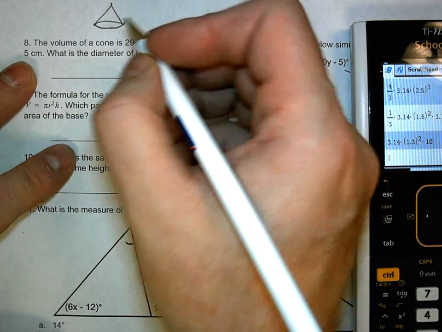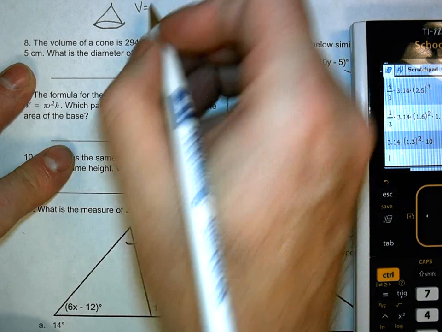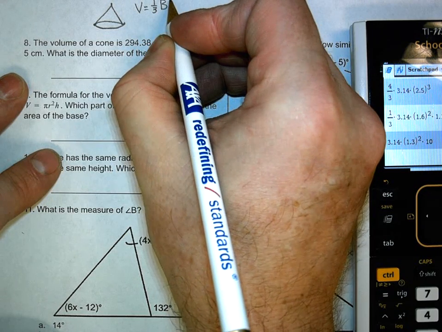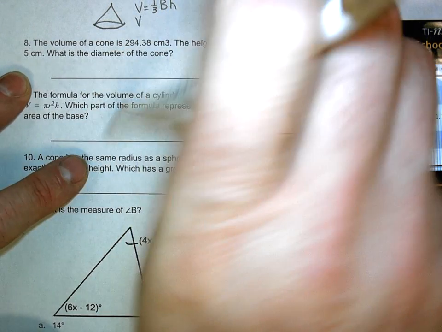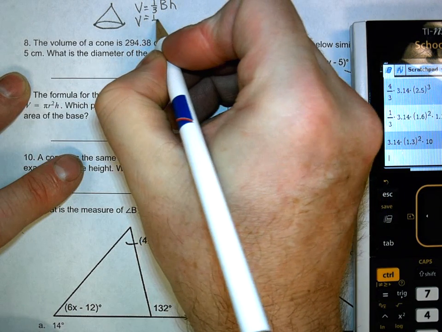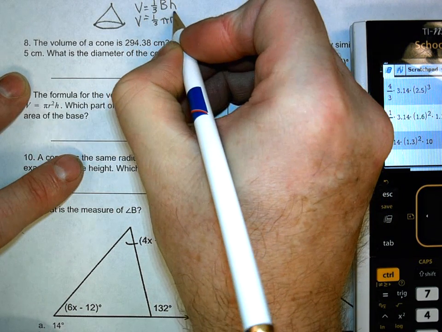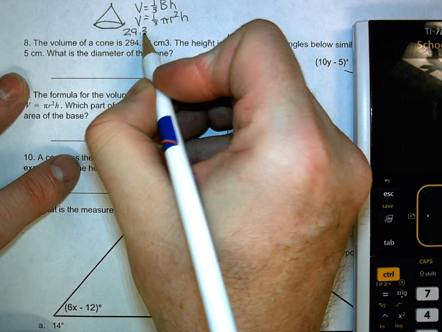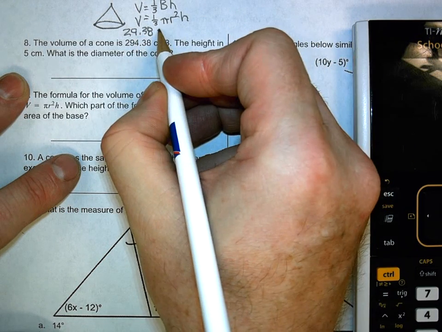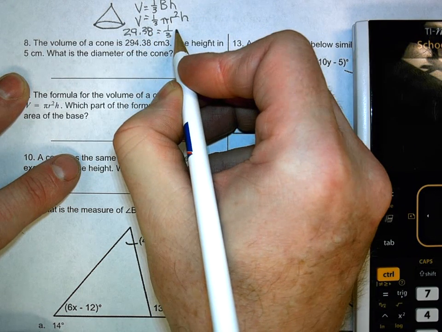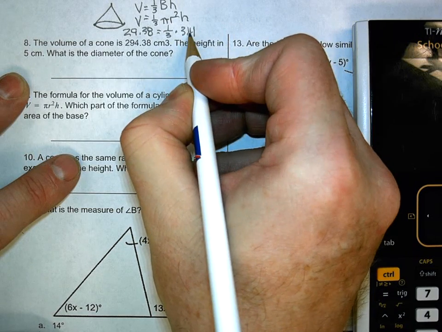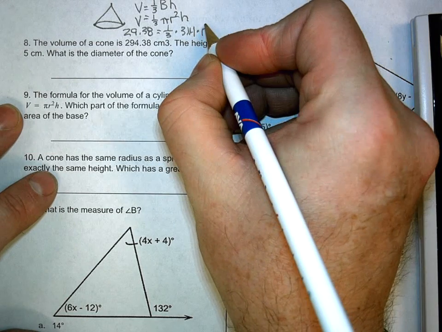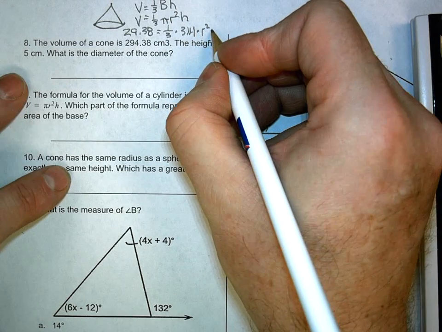What's the diameter? So we know the volume equals 1/3 times the area of the base, big B, times height. So volume equals 1/3 times pi r squared times height. Let's fill in the parts we know. We know the volume is 29.38 cubic centimeters, and so that volume equals 1/3 times 3.14. We know the height, so we don't know the radius, times the radius squared times the height, which is 5.